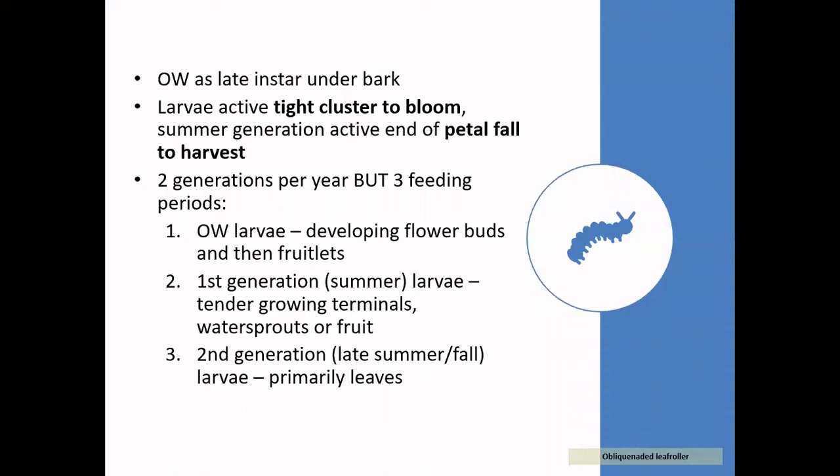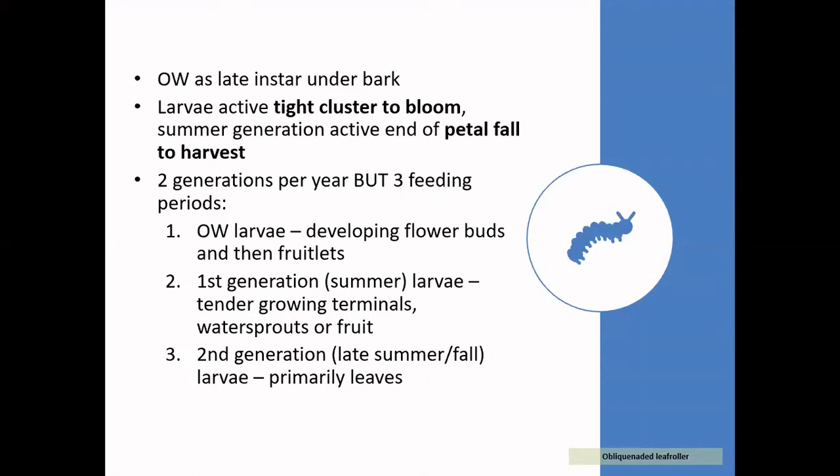Leafroller overwinter as larvae in the early instar stage under the bark within the orchard, and the larvae start to become active about tight cluster to bloom, as we discussed with spring feeding caterpillars. The summer generation, however, is active from petal fall right up until harvest. So now there are 2 generations, but there are 3 feeding periods per year.